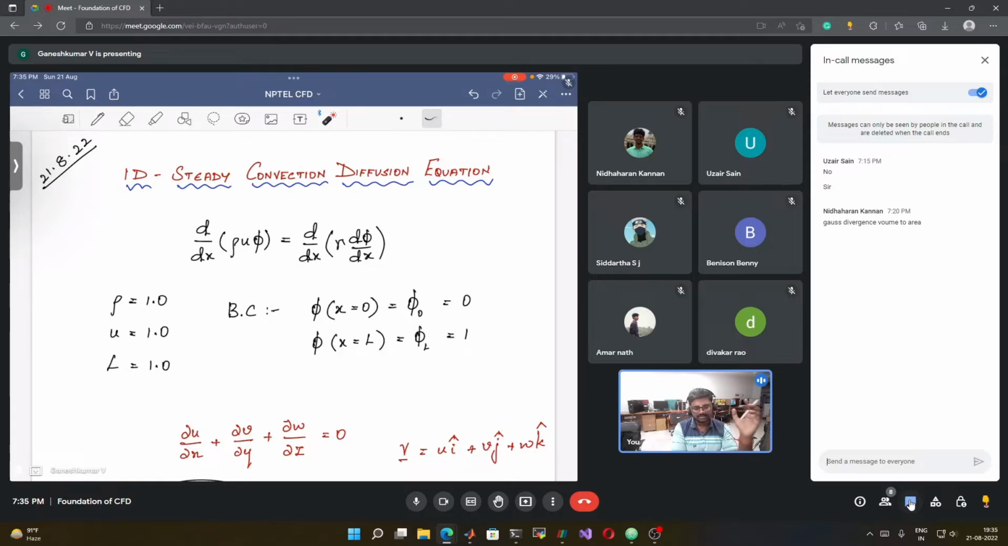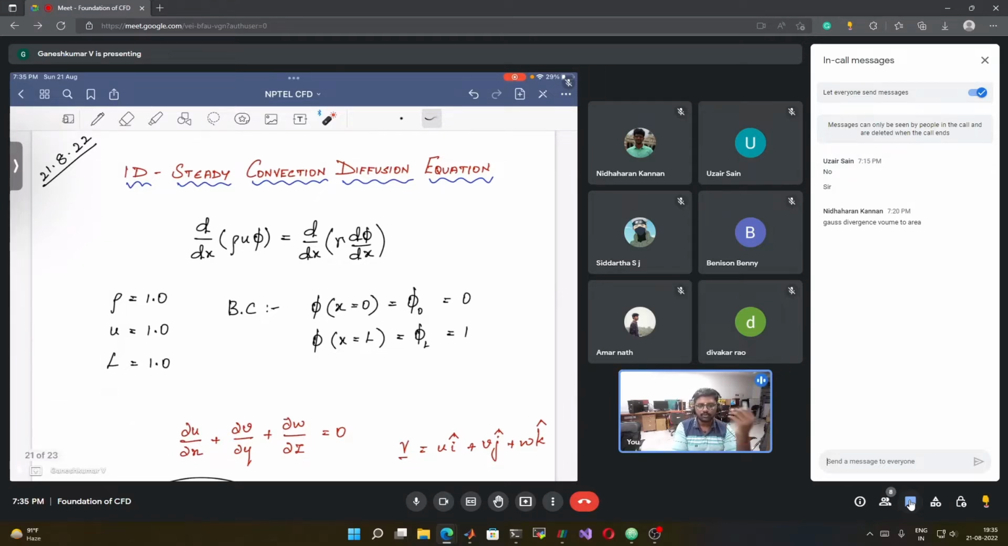That is aside. But if you have a steady state equation, you can apply the von Neumann stability analysis here. So how are we ensuring boundedness of the solution, that the solution we get is physical or not? How do we ensure that if we are solving a steady state equation? So this is a steady state convection diffusion equation. It has a convection term, rho u phi, and it has a diffusion term.